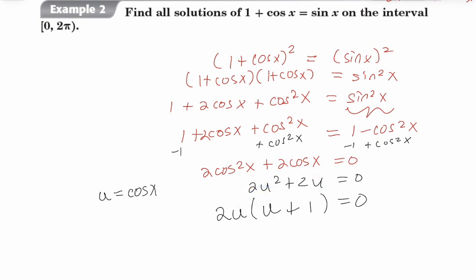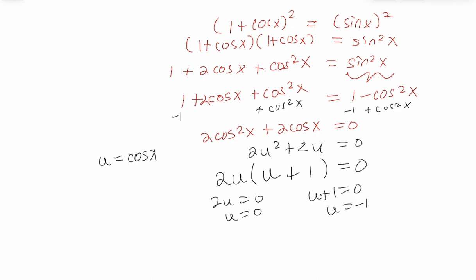Okay, so now, again, by the zero product property, I could split it apart. So 2u equals 0 or u plus 1 equals 0. Get it equal to a number. So here I divide by 2, here I subtract 1. Only when it's equal to a number do I want you to put the trig function back in. So we have the cosine of x equals 0 and the cosine of x equals -1.